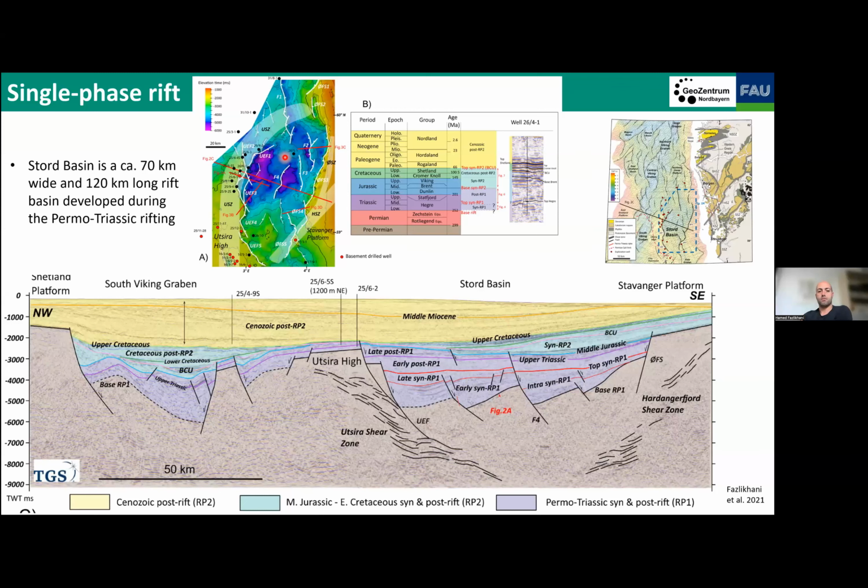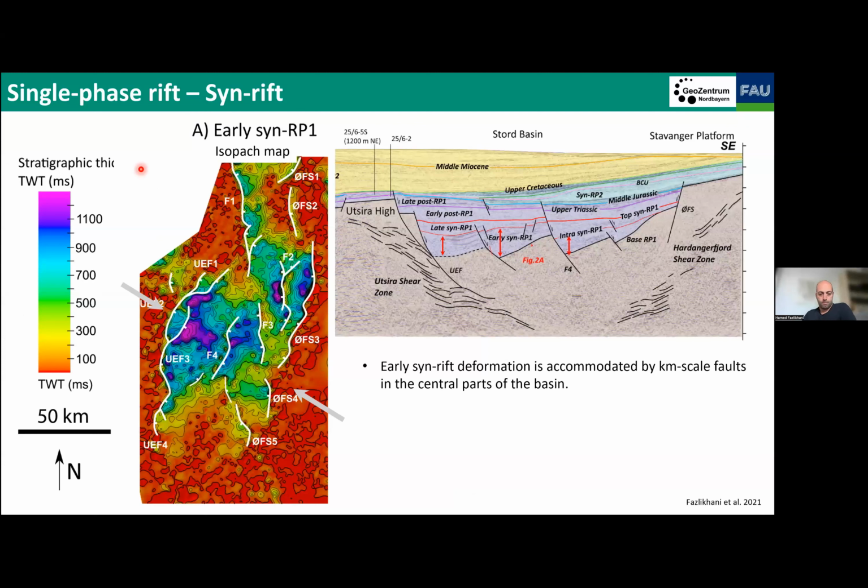The map that we are looking at here is a time thickness map. I should have mentioned earlier that we used a very dense grid of 2D seismic, spaced about 3 to 5 kilometers from each other, and extensive exploration and production wells, which makes the northern North Sea a very good case study for looking at rift basins.